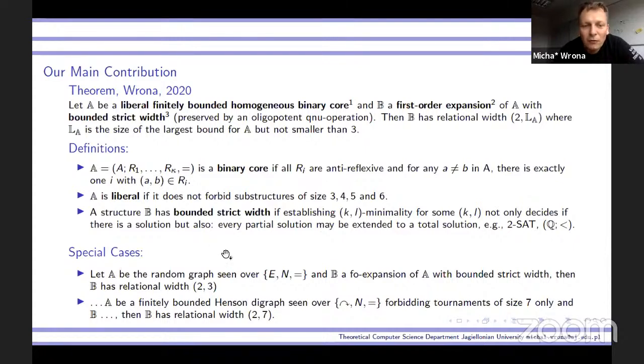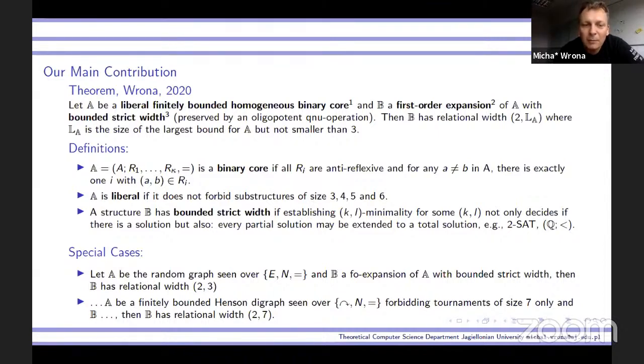So for special cases, if we look at the random graph, then the biggest forbidden substructure is 2. And I have this result (2, 3), okay? Because this second number has to be at least 3. It's because of equality. If we look at a finitely bounded homogeneous digraph that forbids tournaments of size 7, but nothing smaller, then I have these numbers (2, 7). And it works for all binary cores which don't forbid substructures of size 3, 4, 5, and 6.